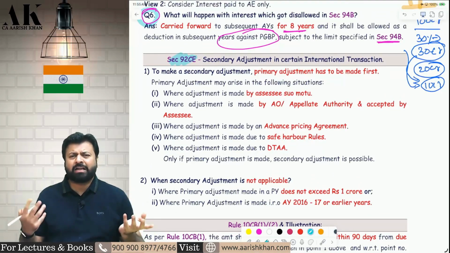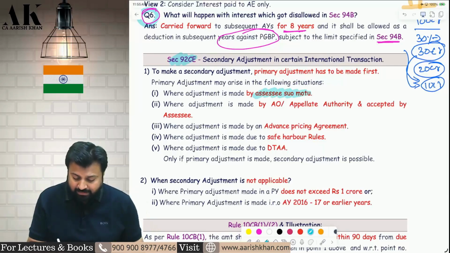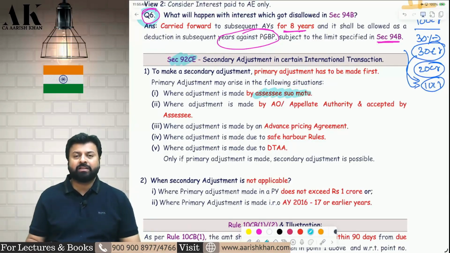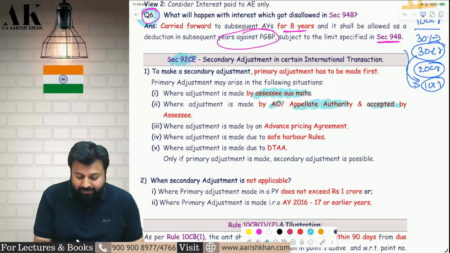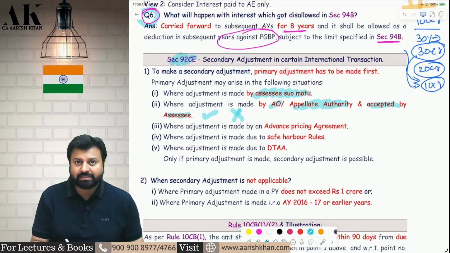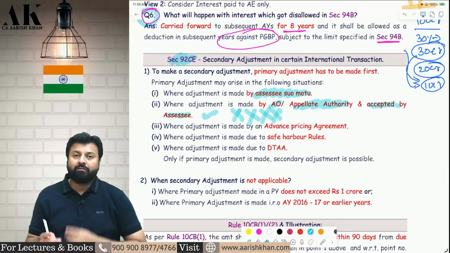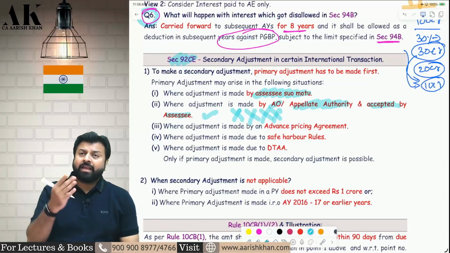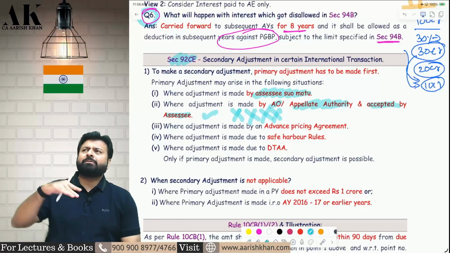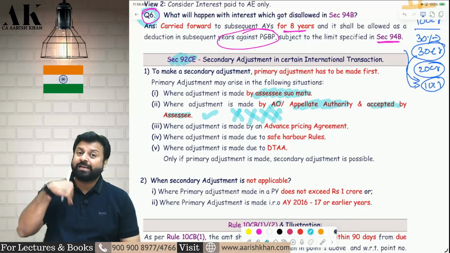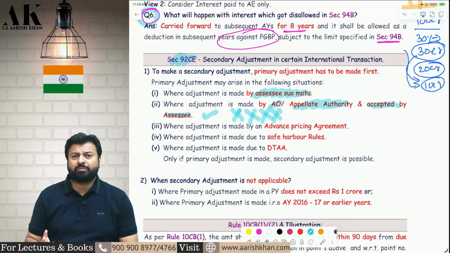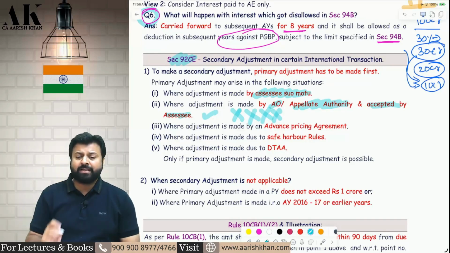Primary adjustment is your normal transfer pricing adjustment, which can be done by the assessee suo motu while filing the return on 30th November, or it can be done by the AO or appellate authority. If it is accepted by the assessee, then transfer pricing is applicable. If the assessee does not accept it and appeals the primary adjustment, then secondary adjustment is not applicable. For secondary adjustment to apply, whatever the AO adds back, you have to accept first. If you don't accept and file an appeal to CIT appeal or JC appeal, then secondary adjustment is not applicable. So if you challenge the primary adjustment, then secondary adjustment is not possible. If you accept the primary adjustment, then secondary adjustment is possible.